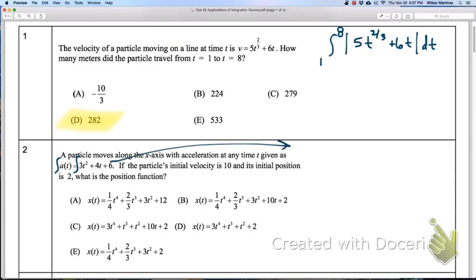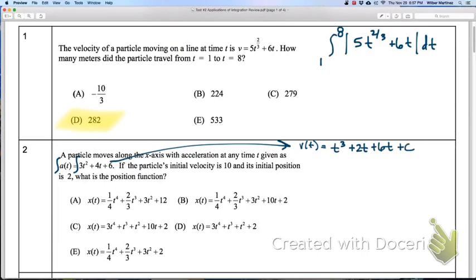When I do that, the integral of acceleration is velocity, so that's v of t. And the integral of the right-hand side, the integral of 3t squared is 3t cubed over 3, which simplifies to t cubed. The integral of 4t is 4t squared over 2, which simplifies to 2t squared. And the integral of 6 is 6t. And then I'm just going to put plus c, since this currently is an indefinite integral.